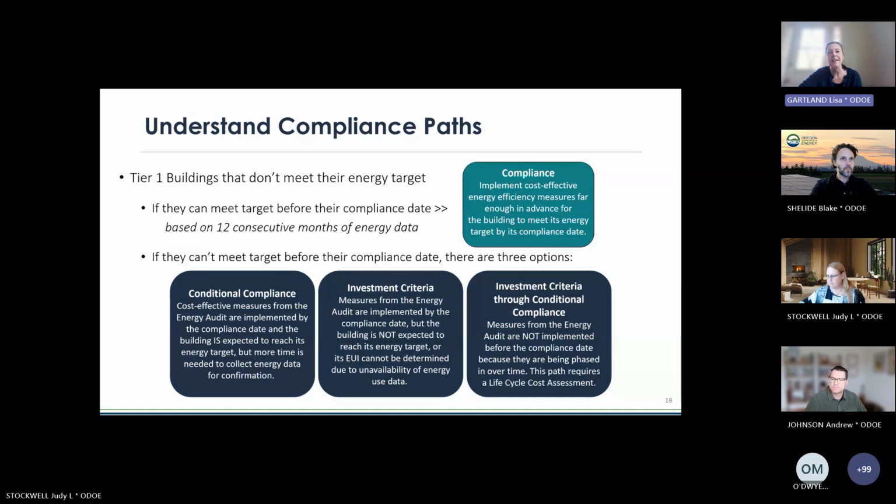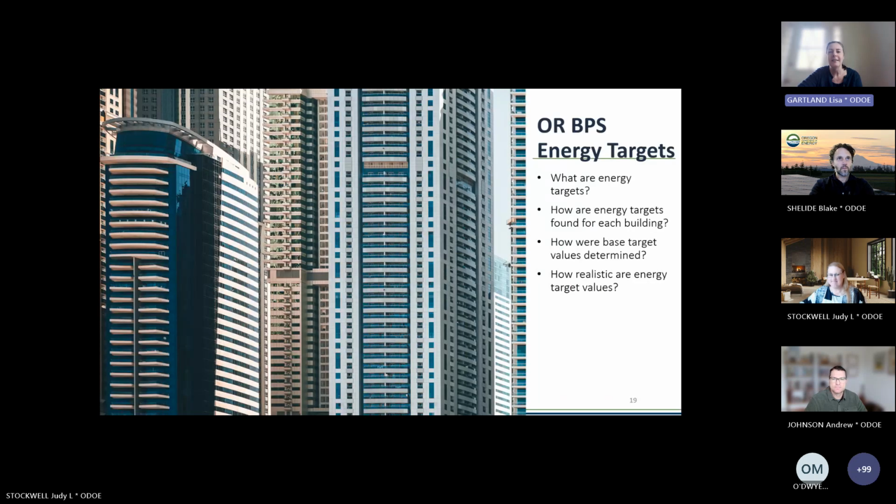So next slide, we're talking about these energy targets. First of all, we want to go through that. What are they? How are they found for each building? How were these base target values that we're using determined? And how realistic do we think they are? So let's move into it.